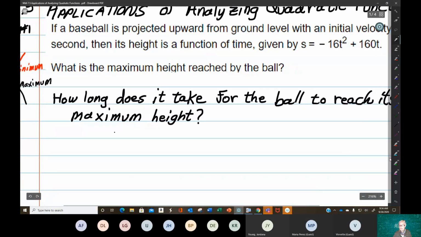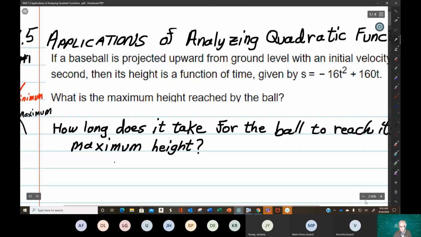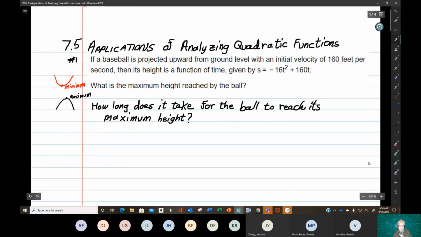Namely, and you see this a lot, with thrown objects. Was someone going to say something? Okay. If a baseball is projected upward from the ground, from ground level, with an initial velocity of 160 feet per second, then its height is a function of time and is given by this.